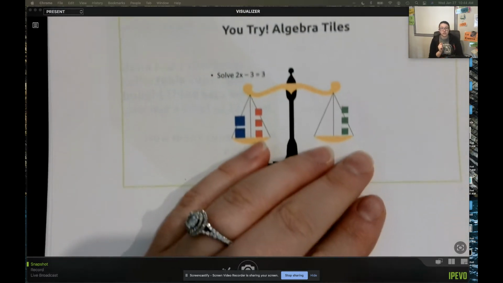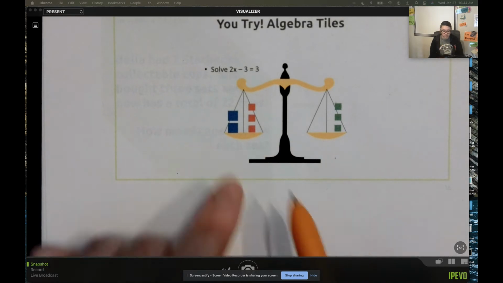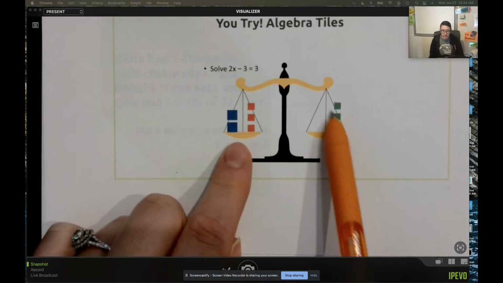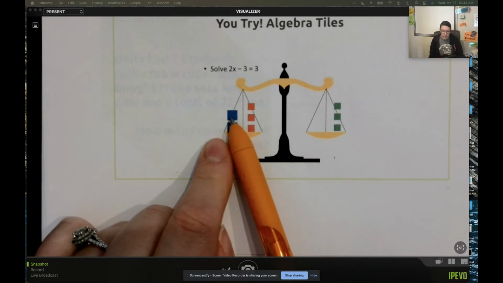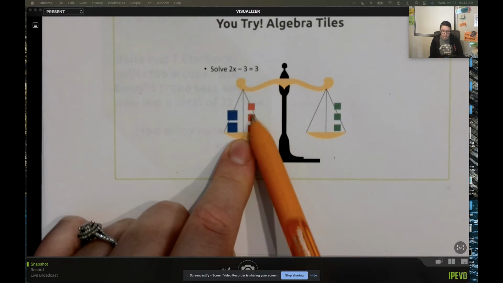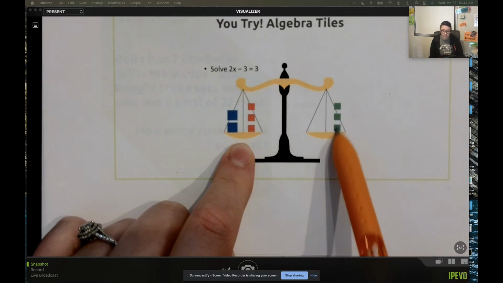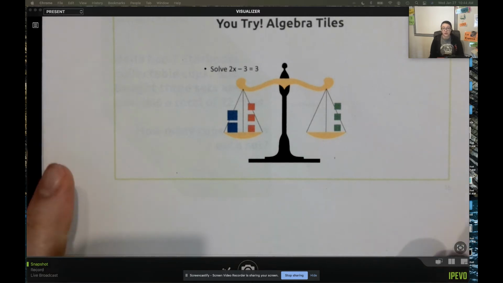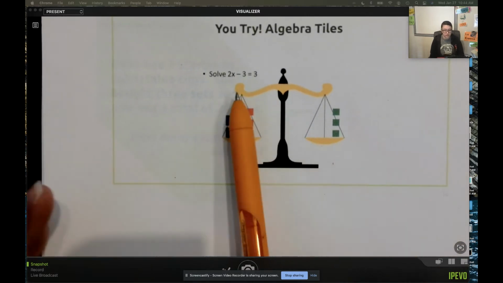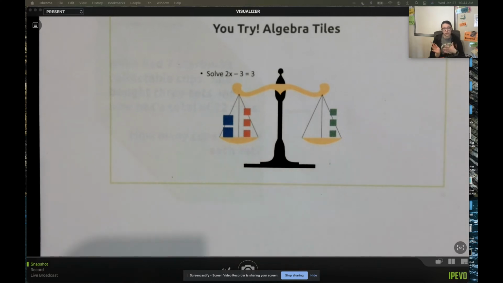Go ahead and try this one on your own. This one shows the algebraically with the tiles. 2x minus 3, those are negative because it tells you it's -3, is equal to a +3. Pause the video, try solving this one either with the algorithm or with the algebra tiles on your own.